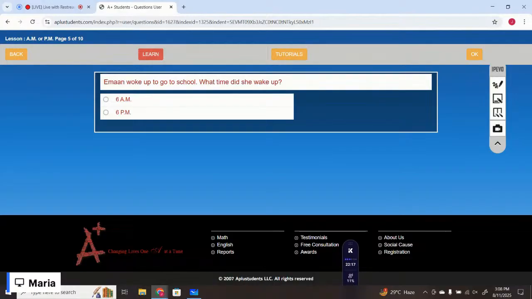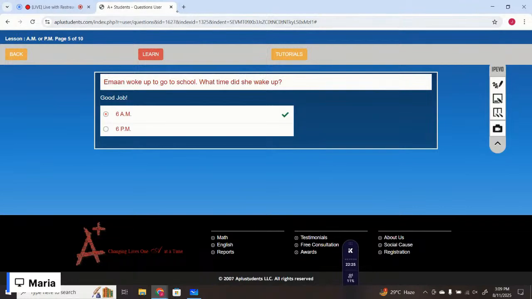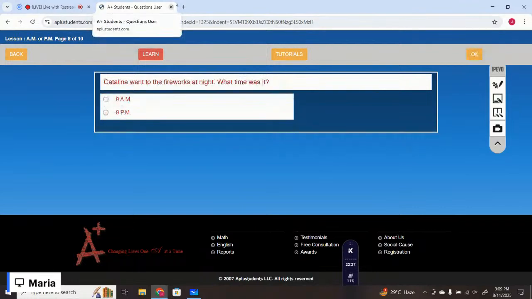Iman woke up to go to school. What time did she wake up? At 6 a.m. Catalina went to fireworks at night. What time was it? That would be 9 p.m. Option two is the correct option.